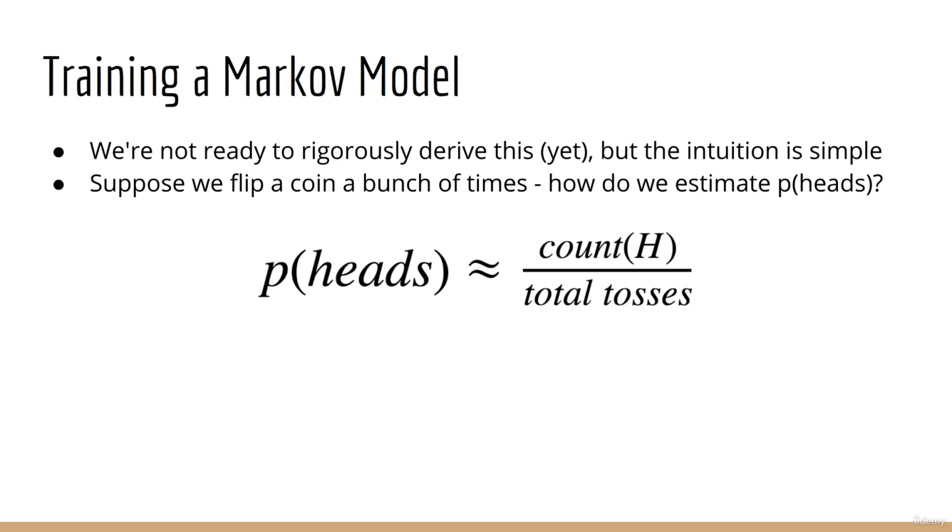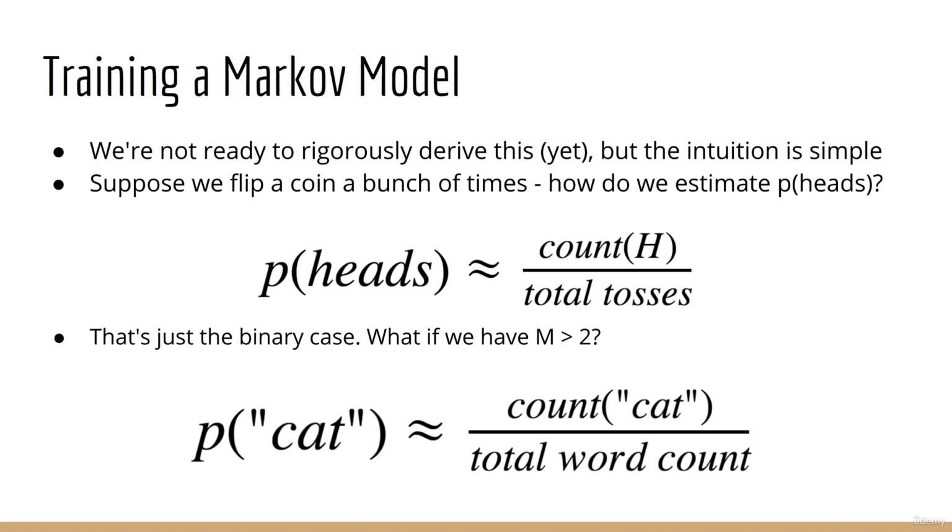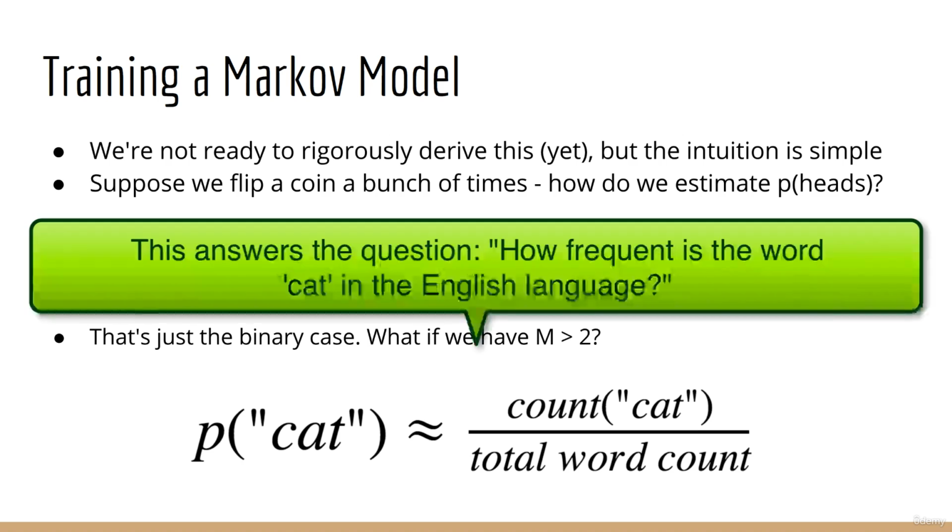As you recall, this is a binary distribution, also known as a Bernoulli. But in our case, we can have M greater than 2. For example, each state is a word in the English dictionary. In this case, the answer is similar. Suppose that we've taken all of Wikipedia, and we would like to know, what is our best guess for the probability of seeing the word cat? The answer is the number of times the word cat appears divided by the total number of words in the text.